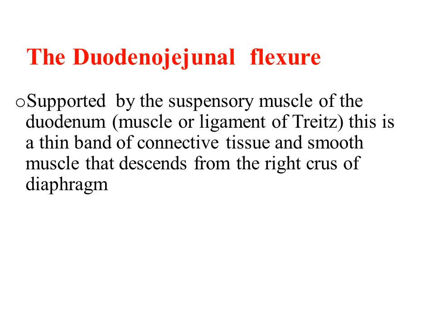This is the supporting part of the small intestine. The duodenojejunal junction or flexure is supported by a ligament called the suspensory muscle or suspensory ligament, or ligament of Treitz, a thin band of connective tissue and smooth muscle that descends from the right crus of the diaphragm and joins the small intestine to the posterior abdominal wall.